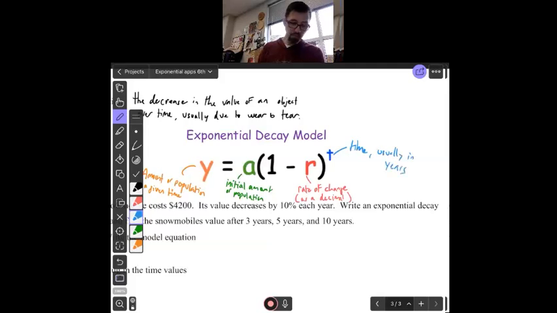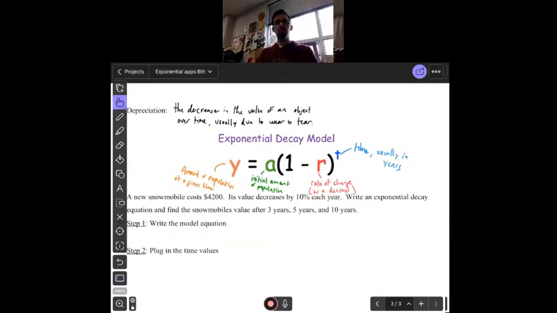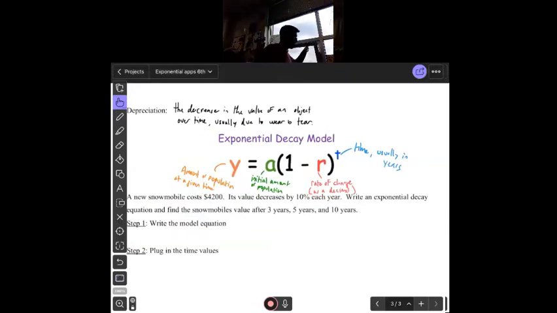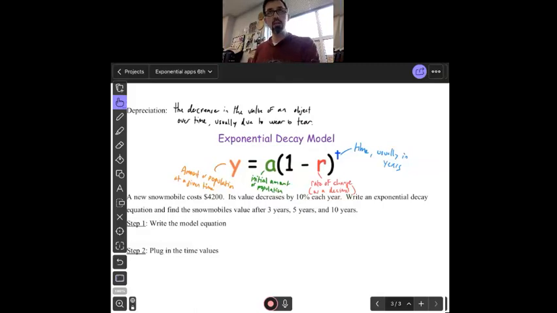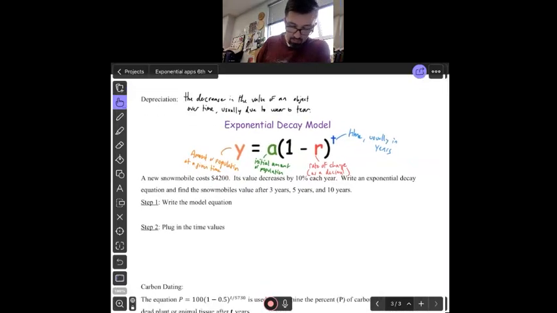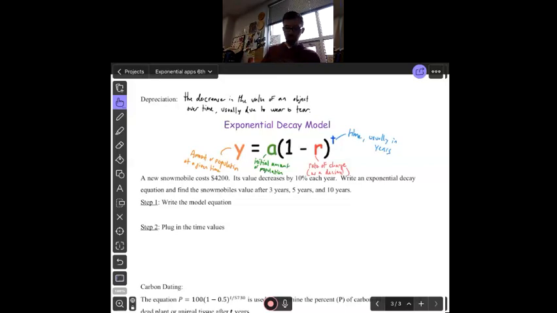For everything that we do, it'll be in years. But if you're looking at a colony of bacteria that was dying, you would want to look at that over hours or days, not years. But we'll be focusing on bigger things, so we'll use years. So first problem here, snowmobile: its value is decreasing at 10% each year.